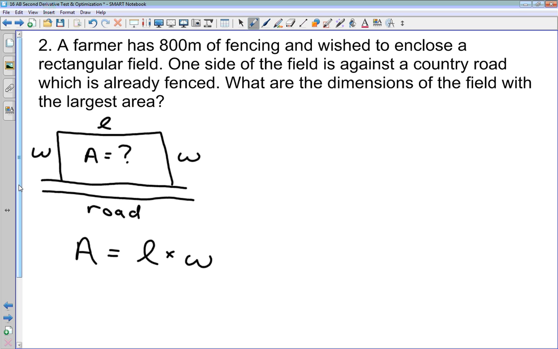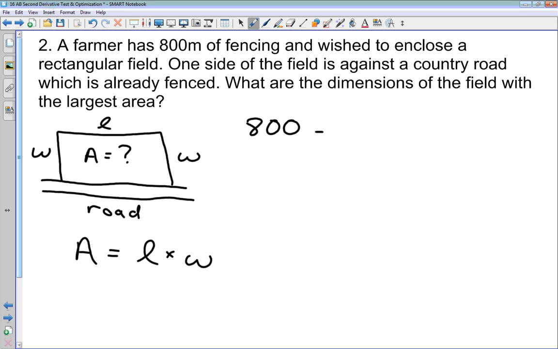We need another relationship between length and width that we can use so that this function only has one variable in it. So how else do we know that the length and the width are related to one another? Let's go back to the question. Have they given us any information that we haven't used yet? Marine. Yeah, we've got this 800 meters of fencing that we haven't used.